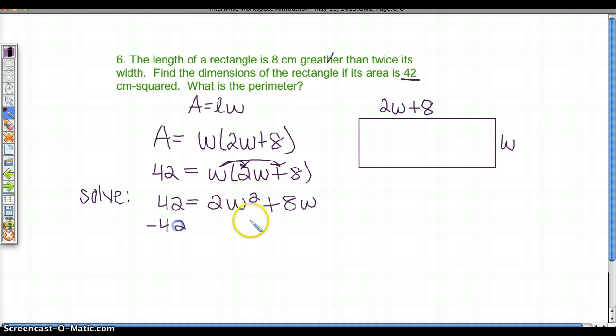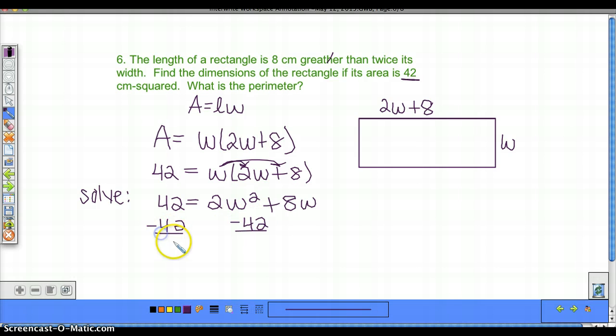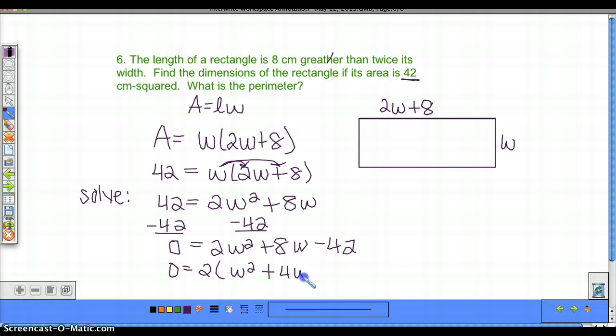Now subtract the 42 over. You should be good at solving this by now. 0 equals 2W squared plus 8W minus 42. Now this one has a GCF that we can factor out. I want you to always take out the GCF if there is one. I can actually factor out a 2 here and make it W squared plus 4W minus 21. Two numbers that multiply to give me negative 21 and add to give me positive 4 are going to be 7 and negative 3. So our factors are 2, W plus 7, and W minus 3.